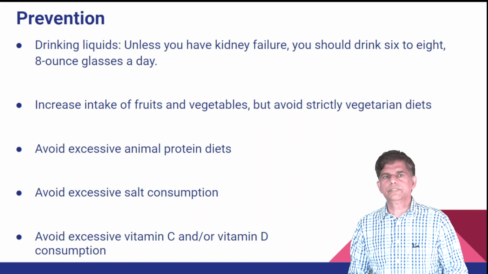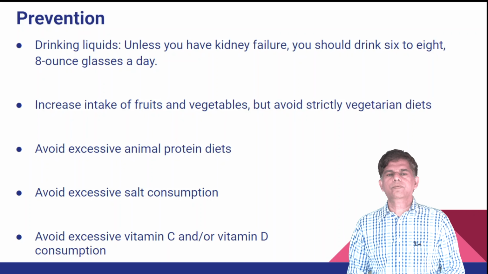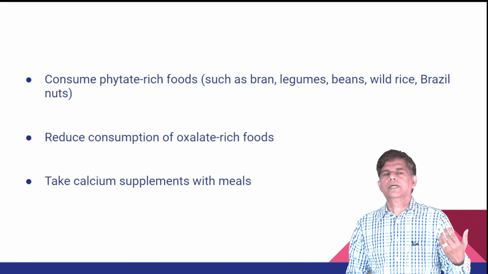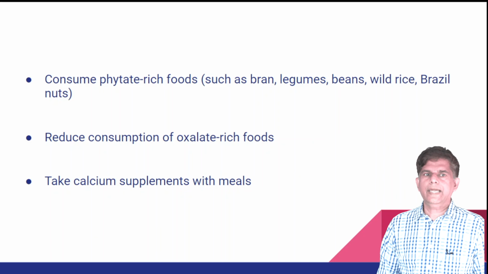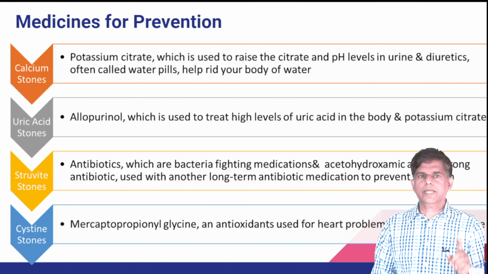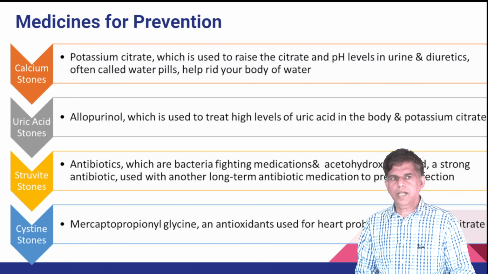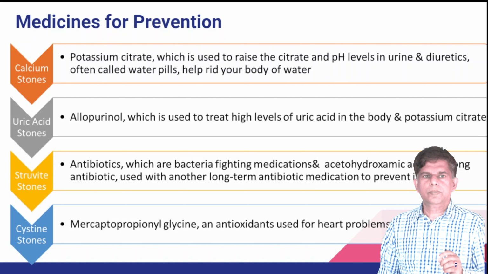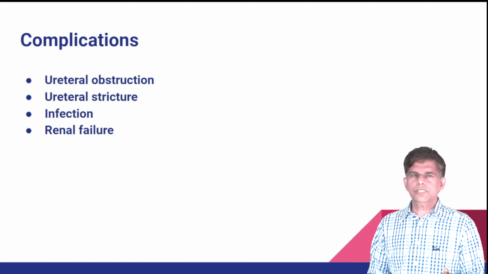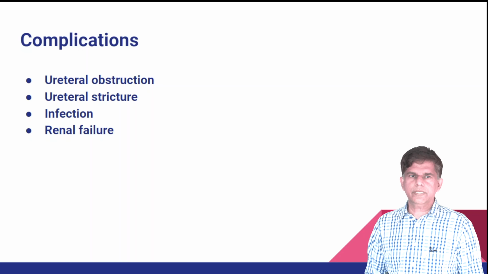Prevention: drink a lot of fluids, increase fruits and vegetables, avoid excessive animal protein diets, avoid excessive salt, avoid excessive vitamin C and vitamin D consumption, consume phytate-rich food, reduce consumption of oxalate-rich food, and take calcium supplements with the meals. So for prevention, potassium citrate for calcium stones, allopurinol for uric acid stones, antibiotics for struvite stones, and for cystine stones, mercaptopropionylglycine and potassium citrate. And the complications are usually ureteral obstruction, ureteral stricture, infection, and renal failure, which are the major complications.